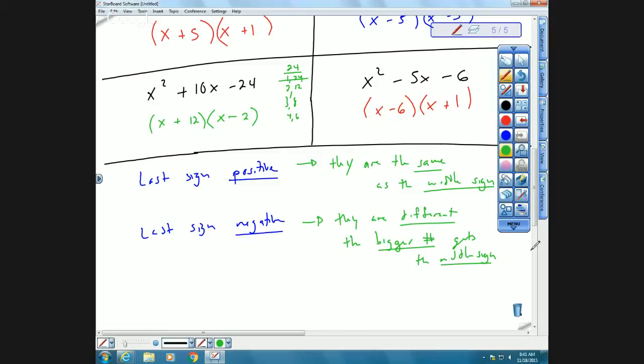So right here I have 12 and 2. The middle numbers, this tells me they're going to be different. This tells me the bigger number is going to get that. So 12 bigger than 2, so 12 gets the positive. Here, this tells me they're going to be different. The middle number is negative, so the bigger number will get a negative sign. So 6 is bigger than 1, so 6 gets the negative.